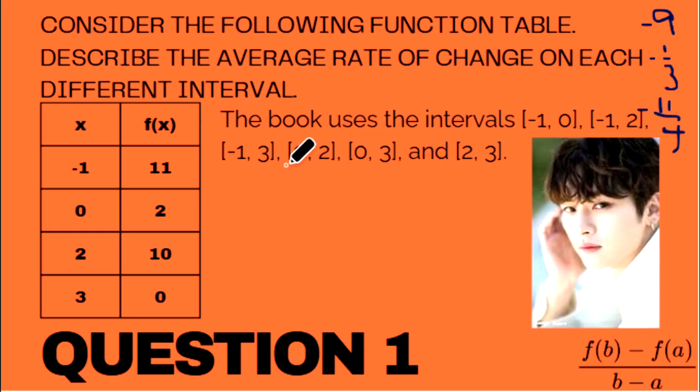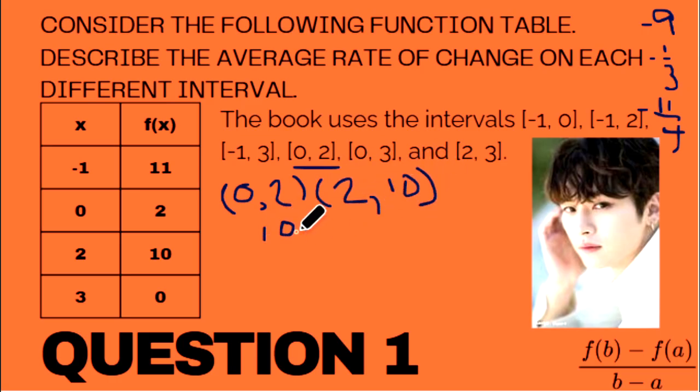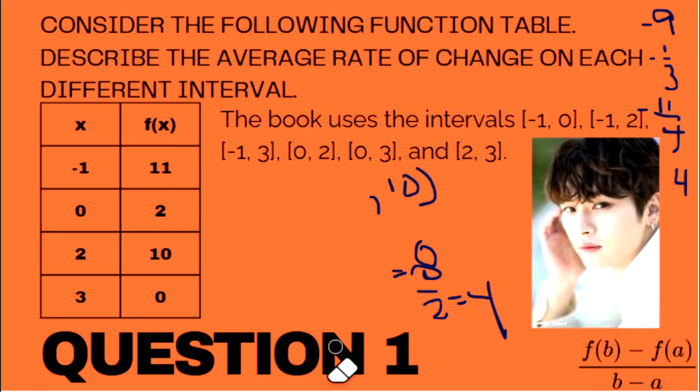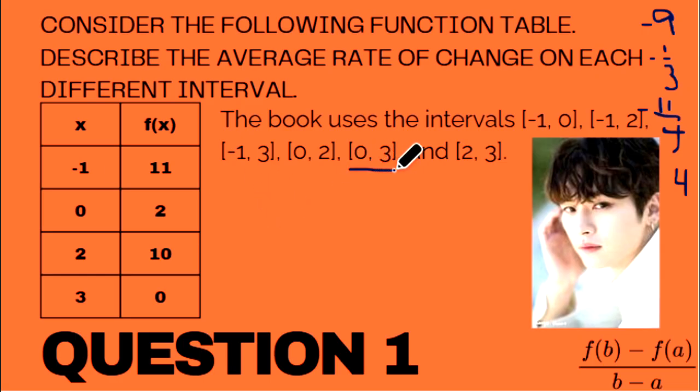Our next one is 1, 2, 3, 4. At 0, we have 0, 2. And at 2, we have 2 and 10. So now we have 10 minus 2 over 2 minus 0, which equals 8 over 2, which equals 4. So our next answer is positive 4. Because it's positive, that means this rate of change is positive. It's increasing. Okay, next we have this one.